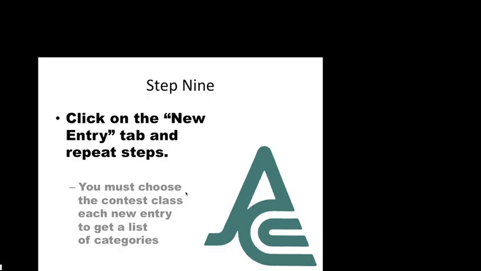Step 9 would be to click on the new entry tab that you see on the left-hand side of the page and repeat the steps. Remember that you must choose the contest class for each new entry, and then you'll get a list of the categories that can be entered.